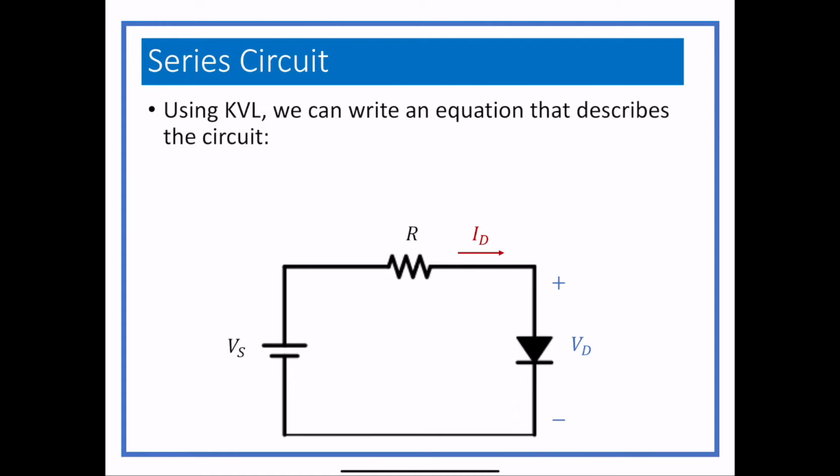So first of all, we can use KVL, and we can write an equation that describes the circuit. We can just take the voltage drop Vs and subtract ID times R and subtract whatever the voltage across the diode is, and we get 0. If we rearrange that into the y equals mx plus b format that we use when graphing a linear equation, this will be linear. So the slope would be minus 1 over R, and the y-intercept would be Vs over R. So we have that equation, and then we also have the diode equation.